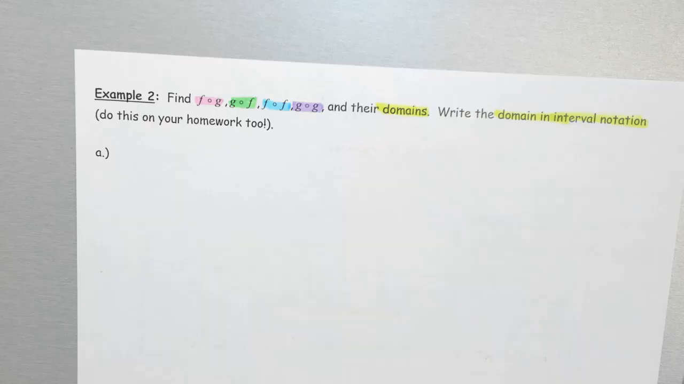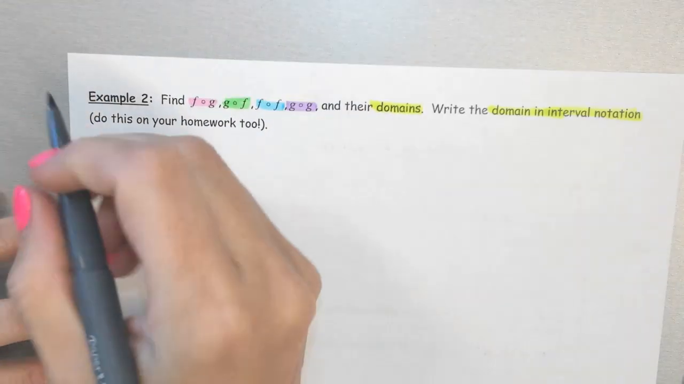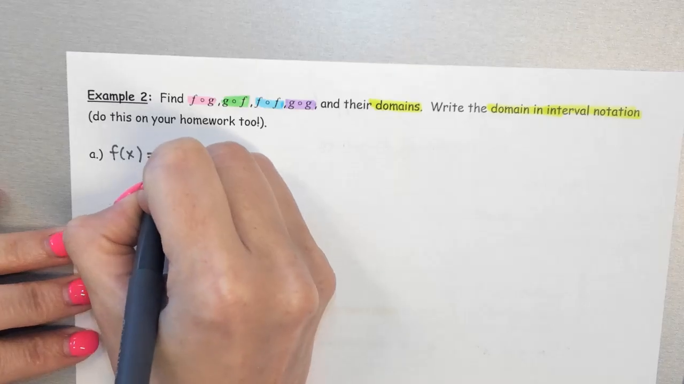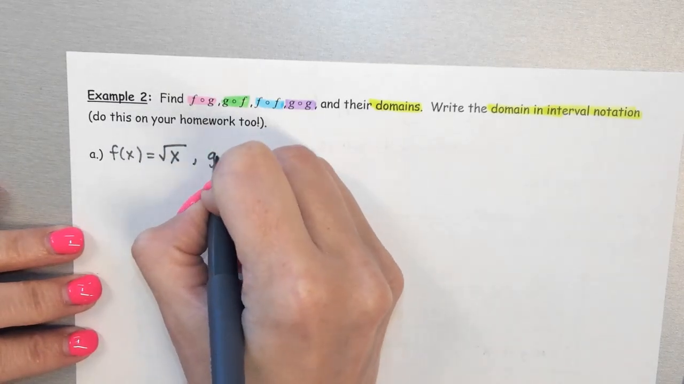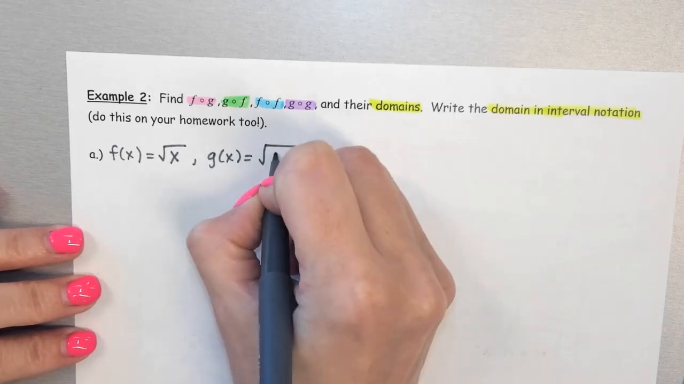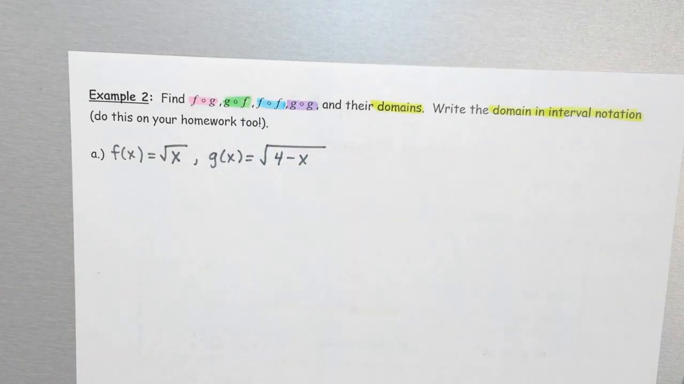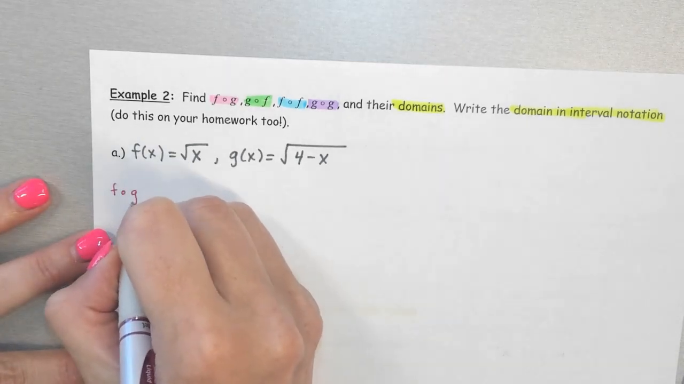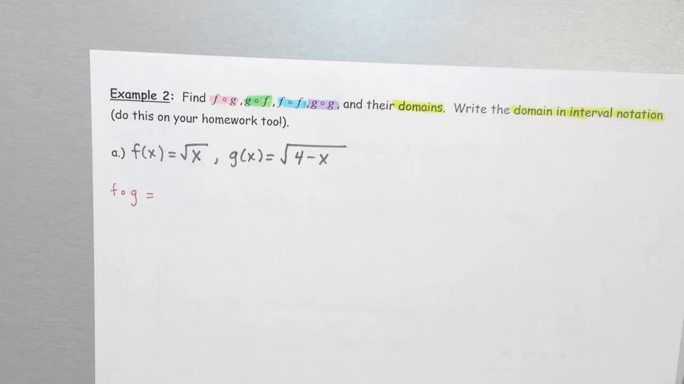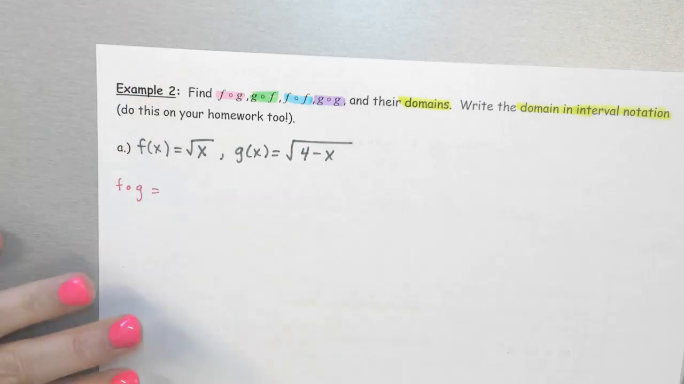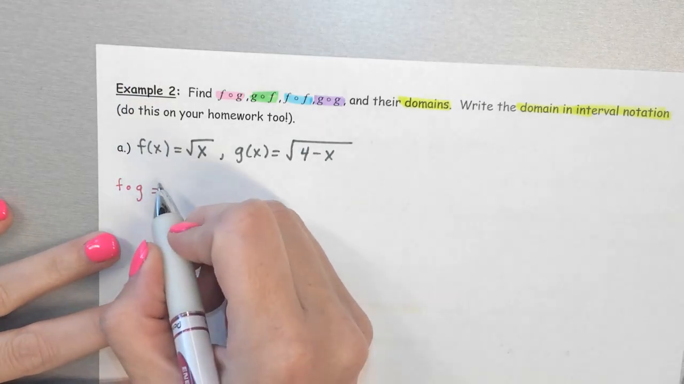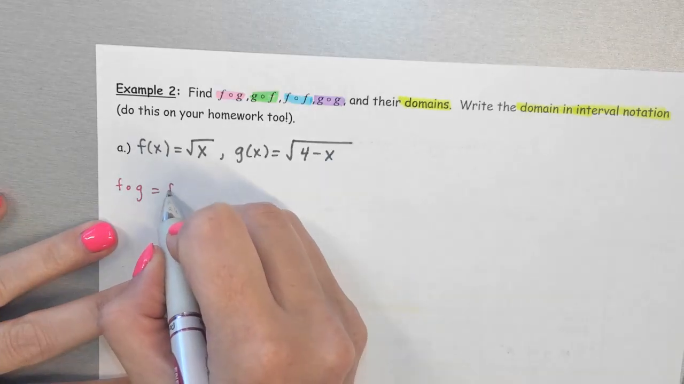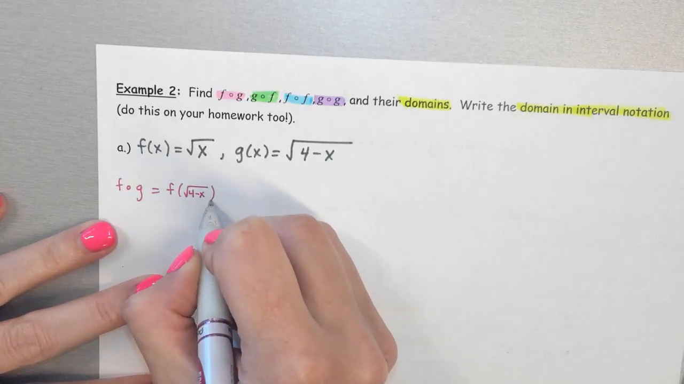So for part A, you are given f of x equals the square root of x, and g of x equals root 4 minus x. So for f of g, remember this is the same thing as f of g of x. So you are going to substitute g of x into f of x. So this is f of the square root of 4 minus x.